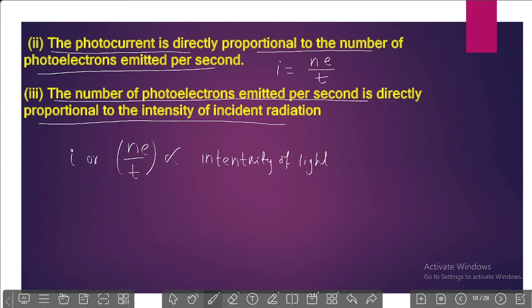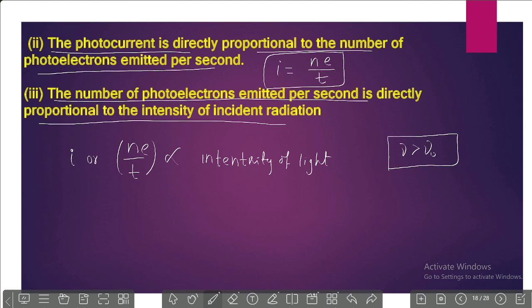Try to understand carefully. Here photocurrent, current equals charge by time, so that's why n e by t comes. So current is proportional to intensity of light. But remember, this happens subject to a condition: your incident frequency nu is greater than threshold frequency. After that it happens. Below this it will not happen.